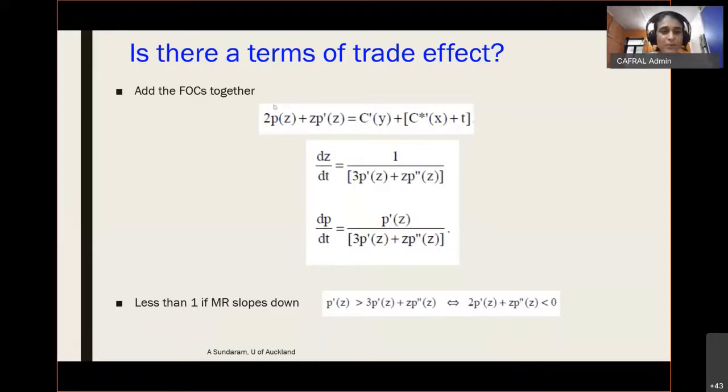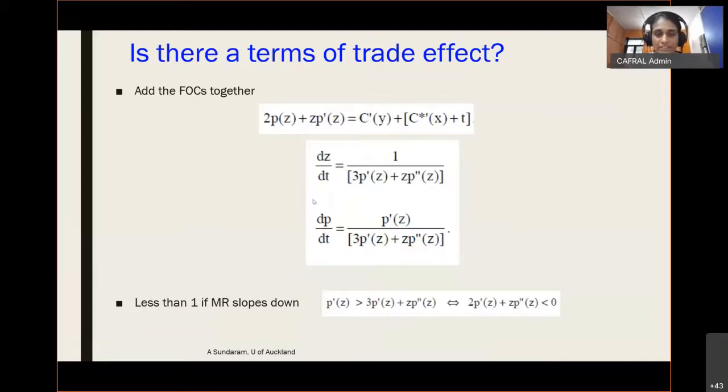To do that, we're going to add the FOCs of the two firms together, the first order conditions of the two firms. That gives us this expression here. And then we're going to differentiate to get dz over dt. This is the response, what happens to total sales when you impose a tariff. And we're going to calculate what happens to the price when you impose a tariff.